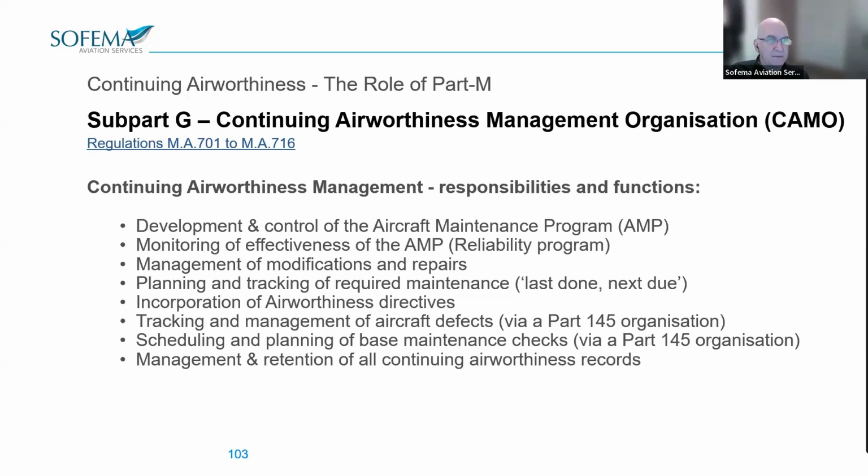planning and tracking of required maintenance, the tasks that are scheduled in the maintenance programming document and then in the AMP, known as last done, next due, incorporation of ADs, tracking and resolution of aircraft defects, and this is performed via the Part 145 organisation, or Subpart F, scheduling and planning of base maintenance checks via the maintenance organisation, and also management and retention of all continuing airworthiness records. So the CAMO's got a large responsibility to schedule, plan maintenance, keep track of the state of the aircraft in terms of any mandatory bulletins and ADs, and keep all the records.